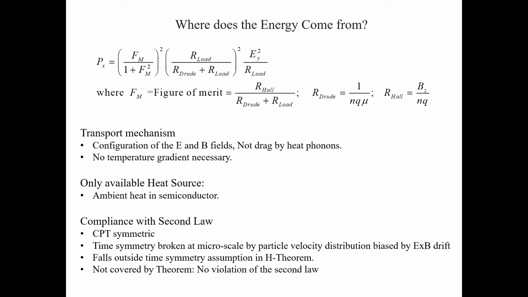What is the source of energy driving the E cross B effect? Unlike other thermoelectric effects, the E cross B transport mechanism is a field configuration, not a temperature gradient or heat flow. Ambient heat, the only available energy, must be converted to electrical energy.